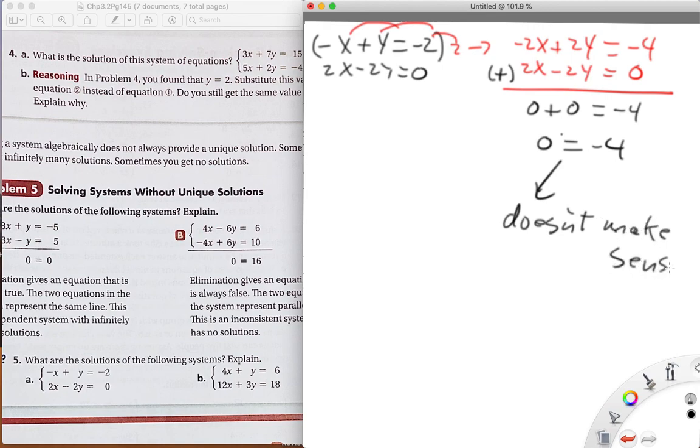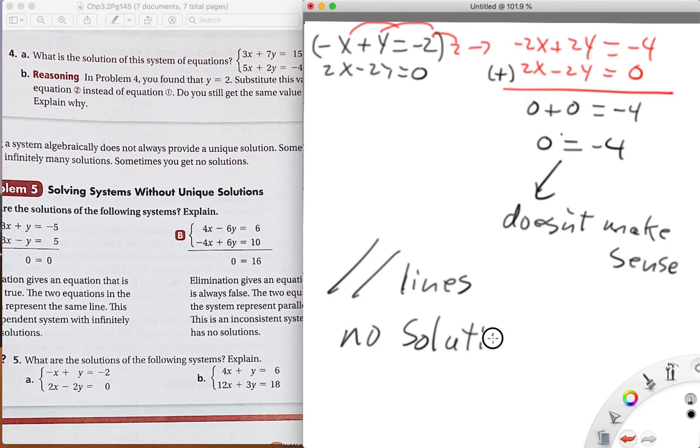And since it doesn't make sense, 0 can't equal negative 4. What does that even mean? Actually, that means that we have parallel lines. And since we have parallel lines, they're never going to intersect. So our answer is going to be no solution. No solution because they are parallel lines.